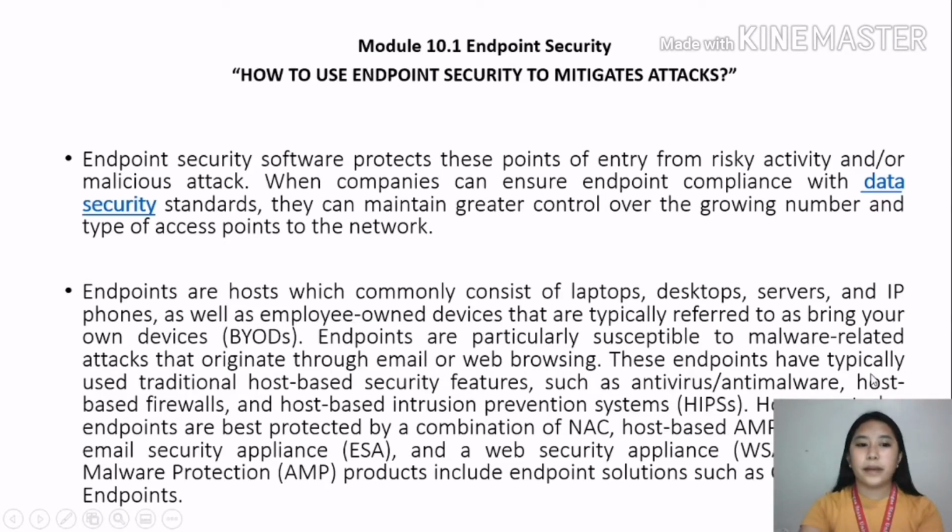These endpoints have typically used traditional host-based security features such as antivirus or anti-malware, host-based firewalls, and host-based intrusion prevention systems or HIPS. However, today endpoints are best protected by a combination of NAC, host-based AMP software, an email security appliance or ESA, and a web security appliance or WSA. Advanced malware protection or AMP products include endpoint solutions such as Cisco AMP for endpoints.